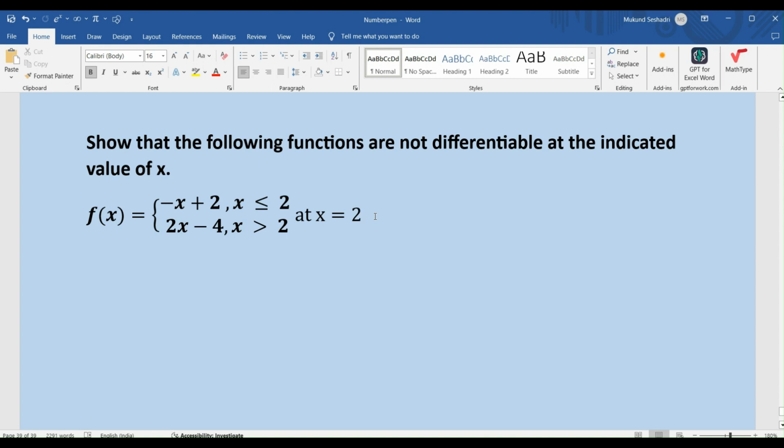So as we see from the problem, the function f of x undergoes a transformation at 2, right? For values lesser than or equal to 2, it takes minus x plus 2, and for values greater than 2, it takes 2x minus 4. So for differentiability, like we have solved in our previous videos, we will have to establish what is our LHD and RHD, right?